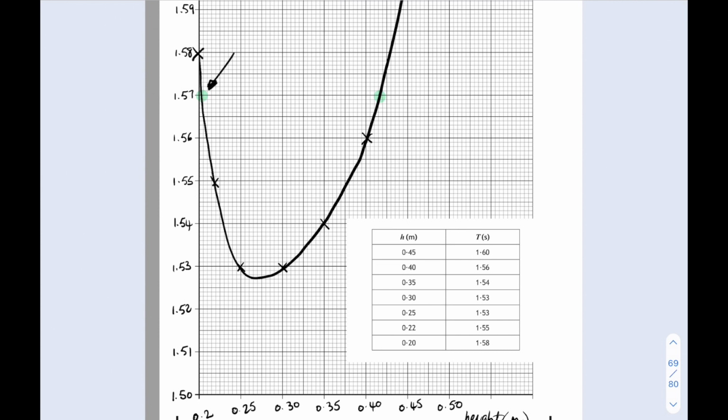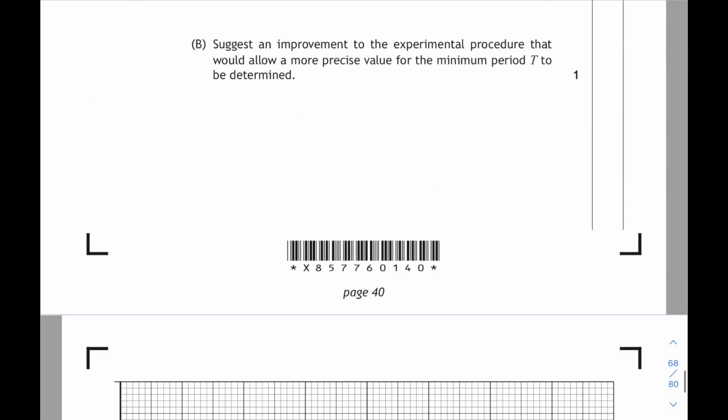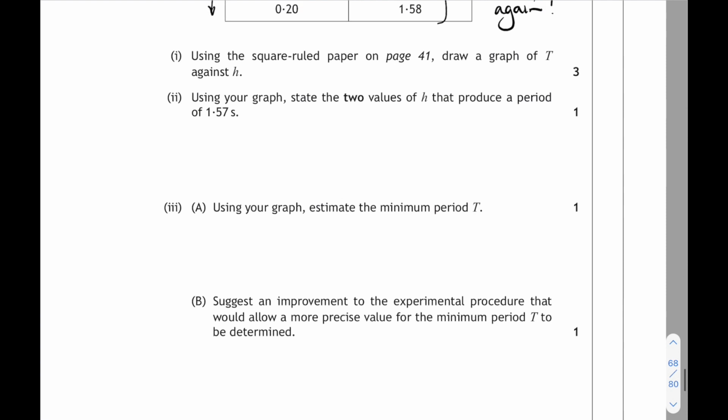Well, for the first one, it's about 0.205, I think. And the second one is about 0.42. In fact, I'm going to round that first one to 0.21. So there's my 2 values of h that produce a period of 1.57 seconds, 0.21 meters and 0.42 meters.